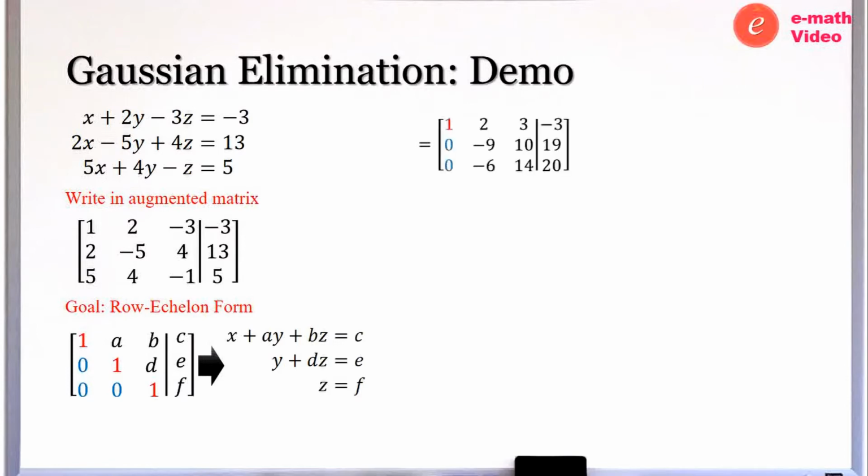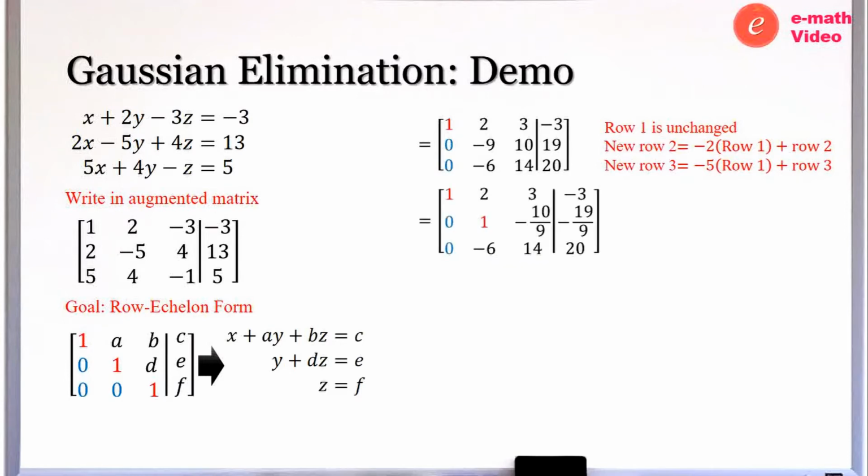To get the 2 zeros in first column, we first multiply the first row with -2 and add it to second row, because -2 times 1 is -2. -2 plus 2 is 0. Then multiply first row with -5, add it to third row, so we get that 0. Next, we want to get that red color 1 in the middle. Just simply divide the whole row by -9.